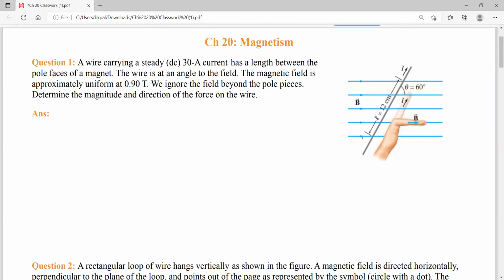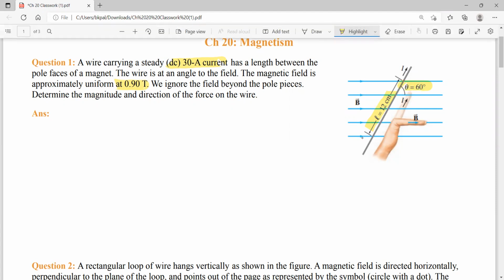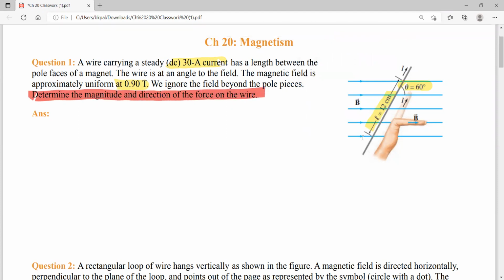So we are given a current carrying wire that carries a current this, and the length of this wire that is inside the magnetic field is 12 centimeter. And the direction and the magnitude of the magnetic field is 0.90 Tesla. The angle the wire makes with the magnetic field is 60 degree. And we have to determine the magnitude and direction of the force on the wire. All right, so let's see how to solve this.